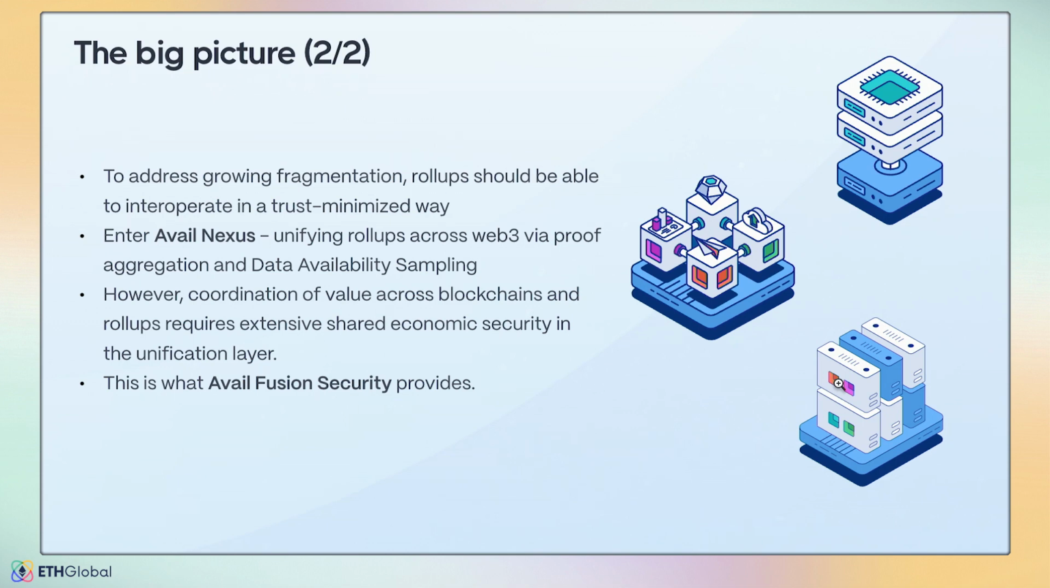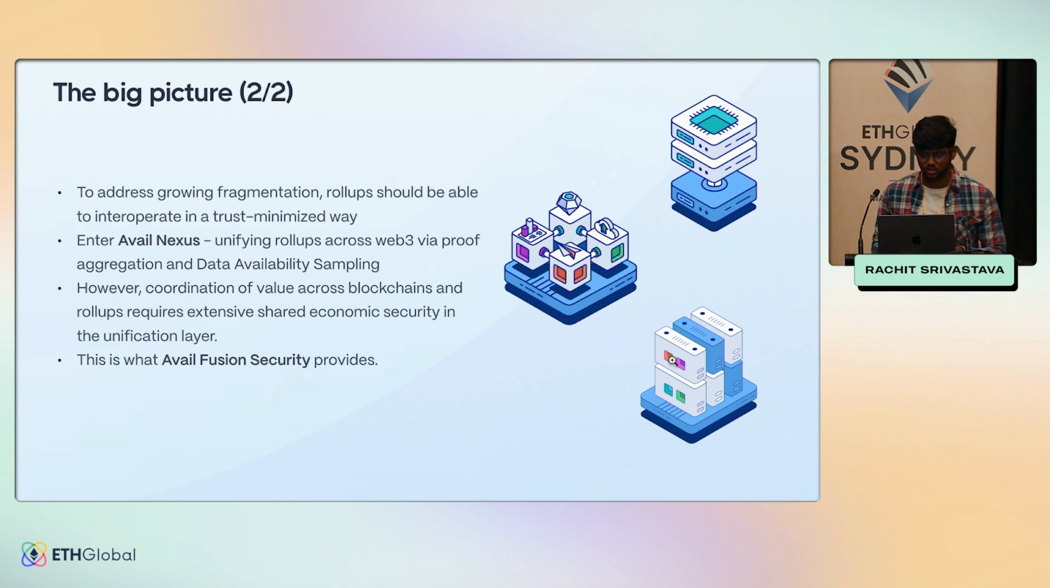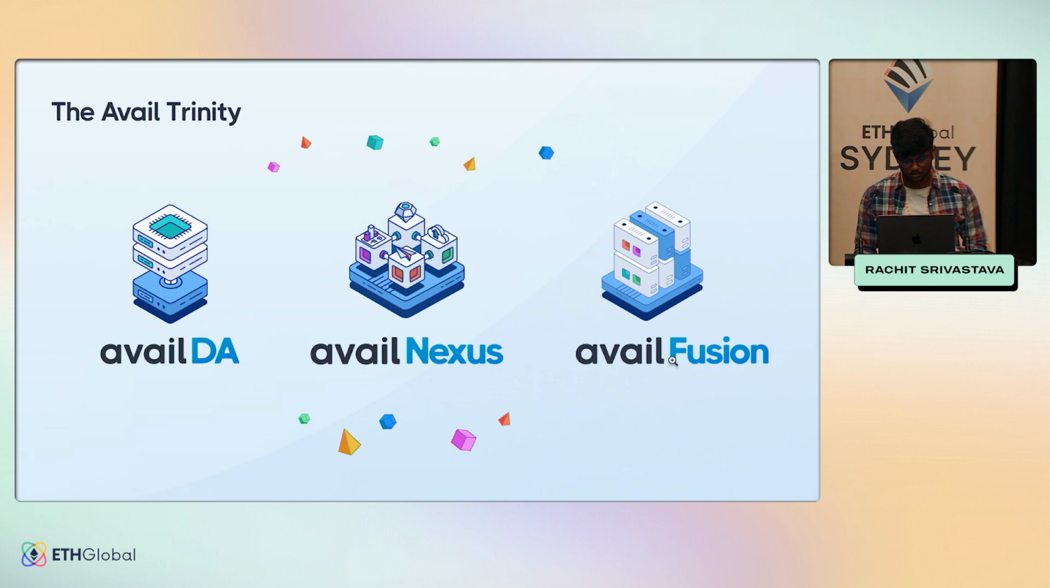That's where Avail Nexus comes into play, where we create a single proof that every blockchain can use and know the state transition, execution and ordering guarantees for any other chain. And all of these things, like ordering guarantees, are guaranteed by the Avail DA itself. Since Avail Nexus aims to unify all of the blockchains, we need unified security, and that's where Avail Fusion comes into play, where you can use assets like BTC and ETH, and other assets in general, to secure the Avail tech stack. That's the Avail Trinity that I just described.